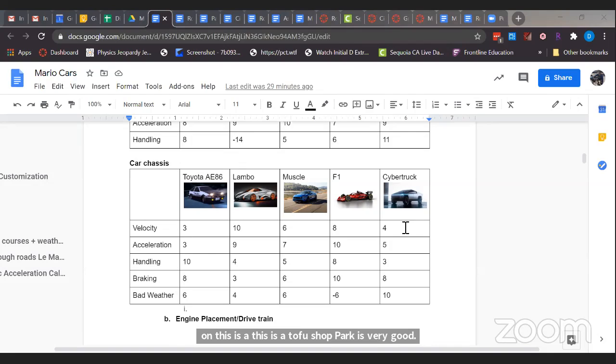Then you have a Lambo, which is just a fast car. You have a muscle car, which has a lot of power to it. You've got an F1 car, which is also very fast. And then you have a Cybertruck, which is fun. Who doesn't love Cybertrucks? I had to throw that in there. Who doesn't love a good Cybertruck?